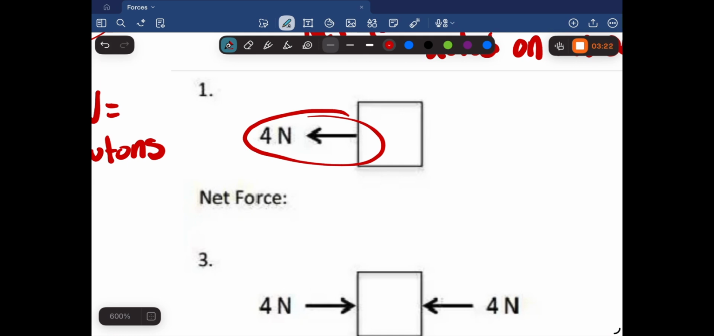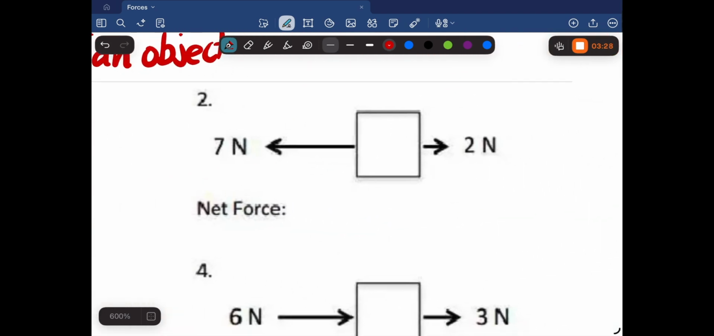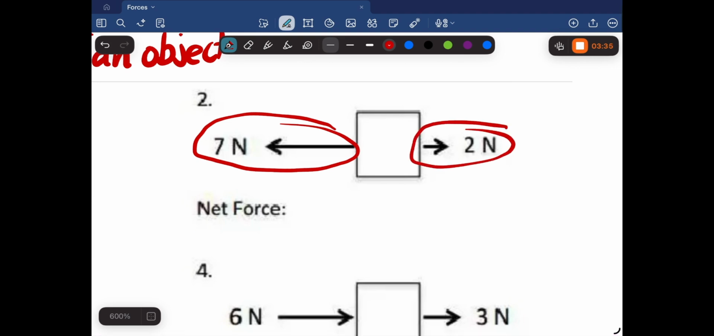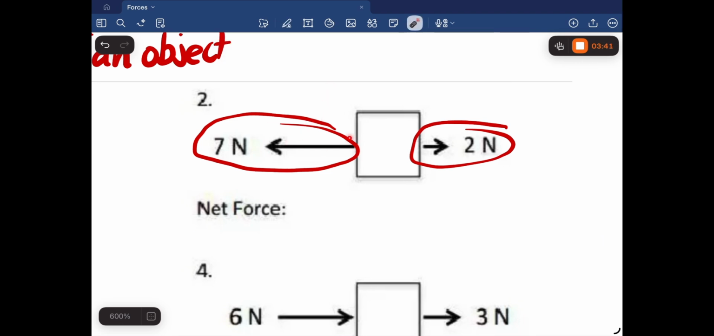So anyways, 4N to the left. There is only one force here, 4N, so our net force is 4N. Now here we have 2 forces. We have a force going this way and a force going this way. Now, the arrows, you will notice they are different sizes. Different size means they have different amounts of force. The bigger the arrow, the bigger the force.